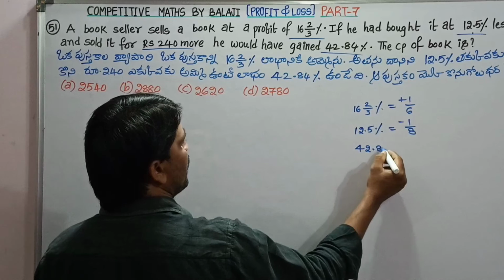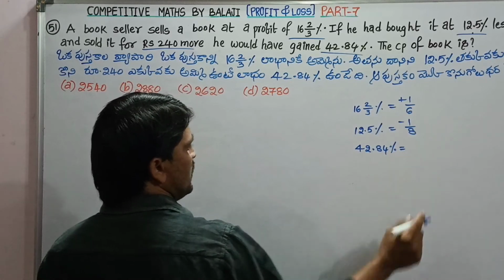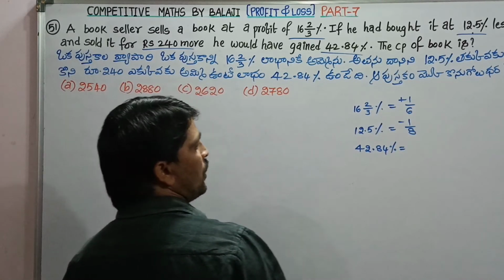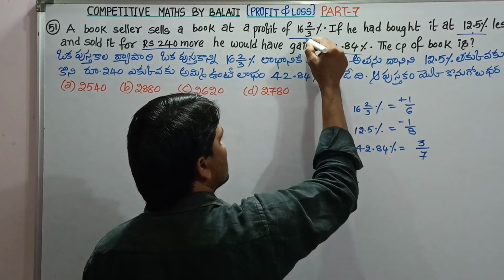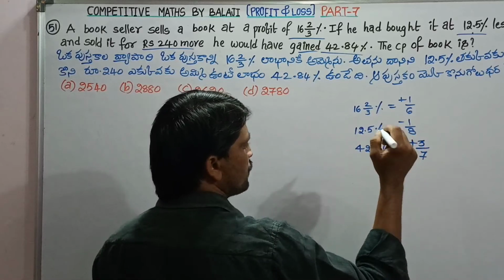Similarly, 42.84% value is, since 14.28 is 1 by 7, so it is 3 by 7. But it is given as gained, so we use plus symbol.